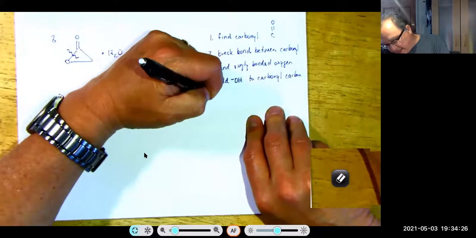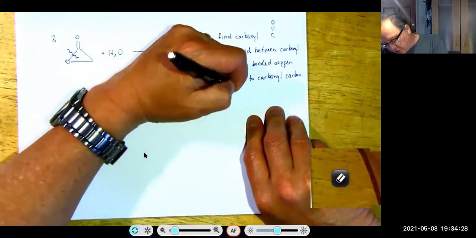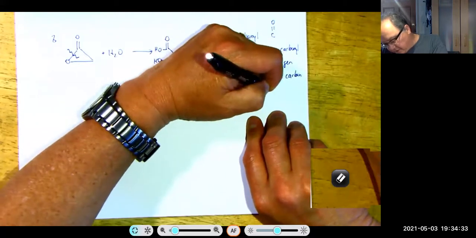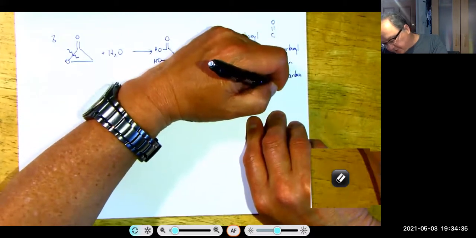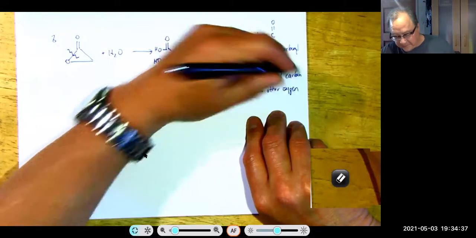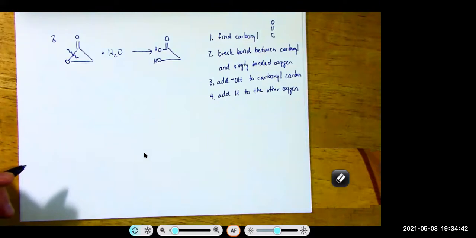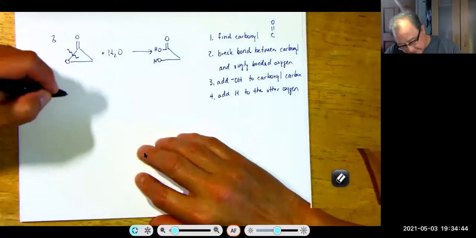And you add H to the other oxygen. So do you kind of understand those directions? Yeah. Okay, so let's do that for this next guy.